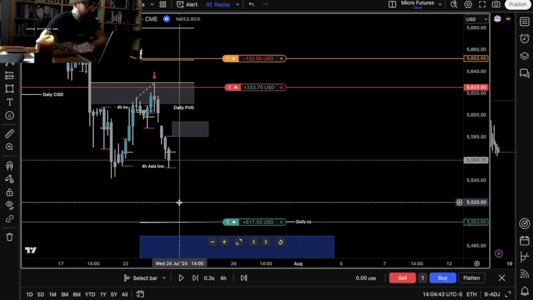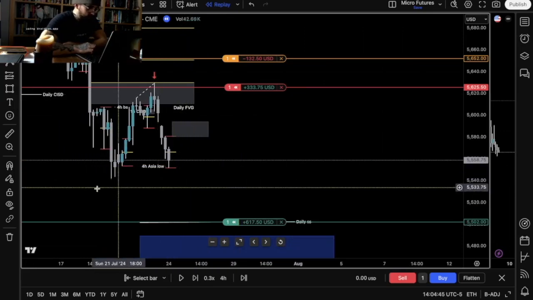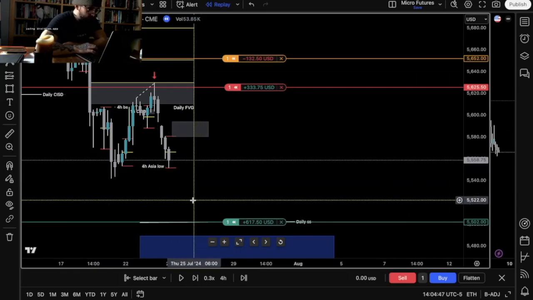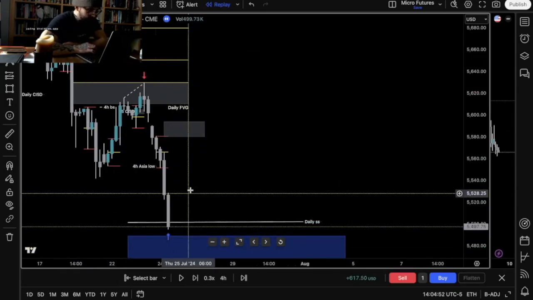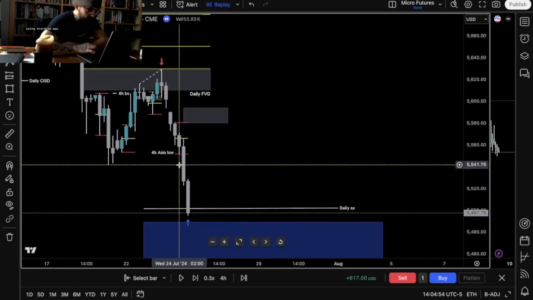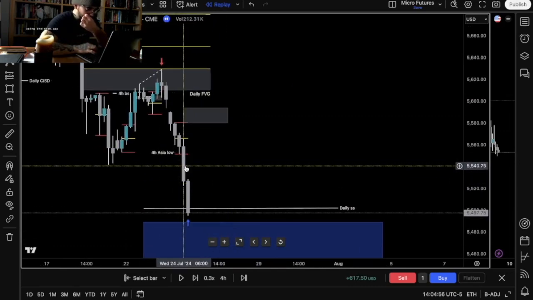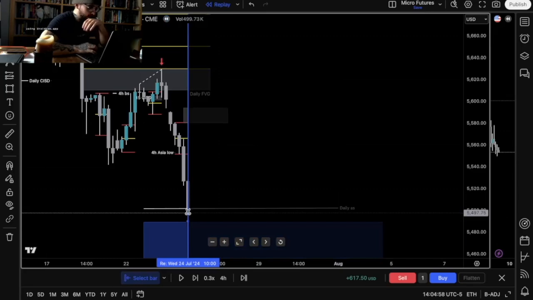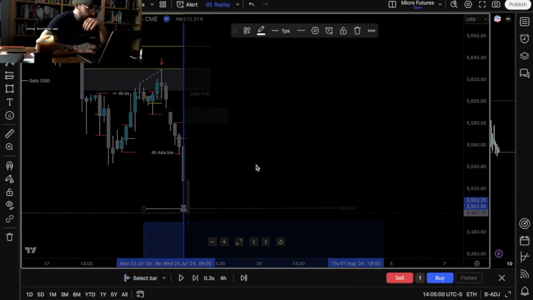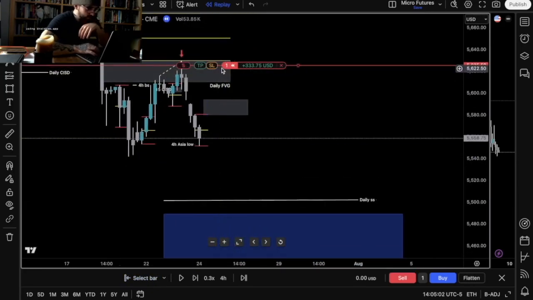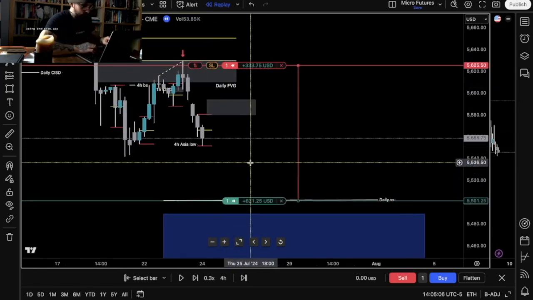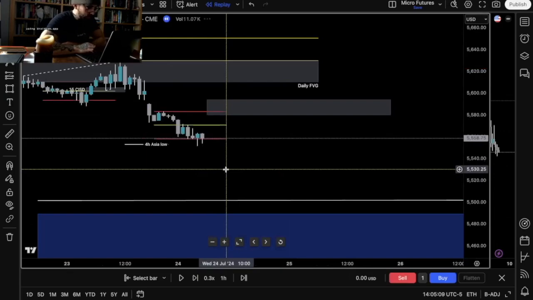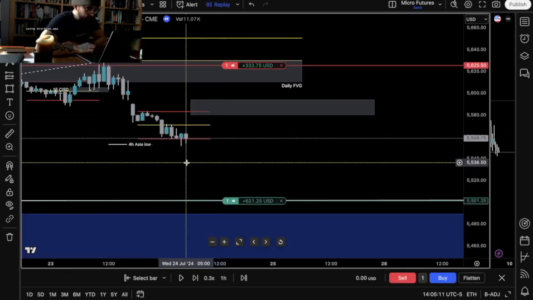This is good. The real test will be what we do here. Just absolutely ran through it, right? So if we go back, if you guys trade intraday, we can look to find some form of entry for you guys. Let's see what we get.